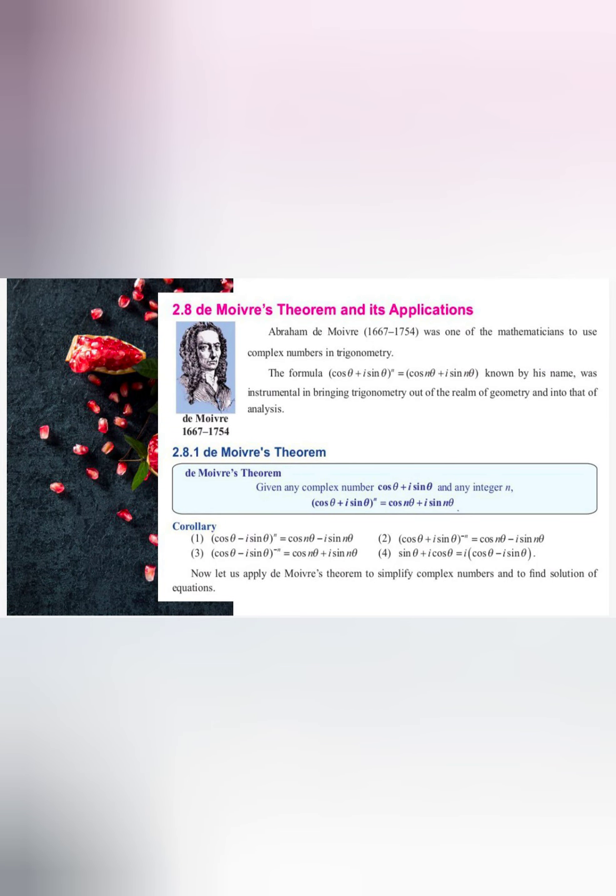De Moivre's theorem. De Moivre is a mathematician who used complex numbers in trigonometry. So De Moivre's theorem states that given any complex number cos theta plus i sin theta and any integer n, cos theta plus i sin theta the whole power n can be written as cos n theta plus i sin n theta. That is, the power n can be written next to the argument. If it is going to be minus n, you can write it as cos of minus n theta plus i sin of minus n theta. So you can go through the corollary also. Now we will move on to the sums.